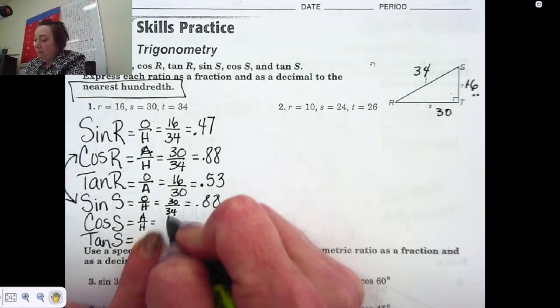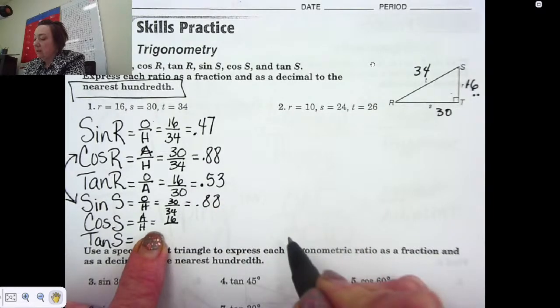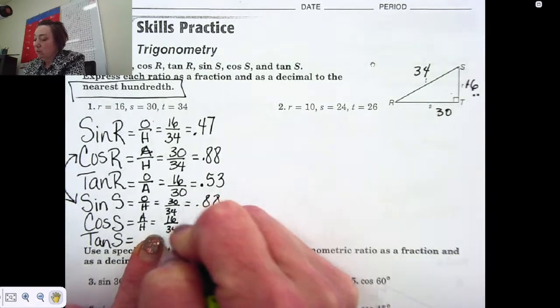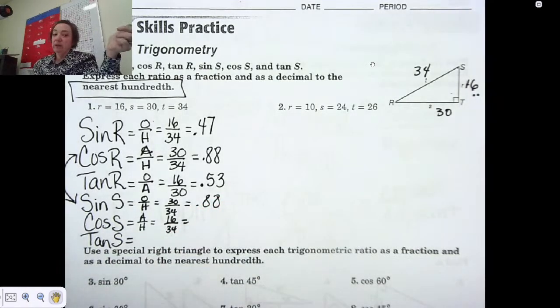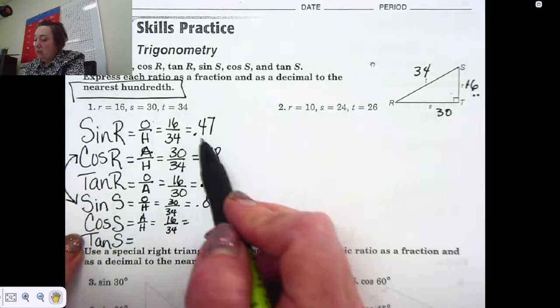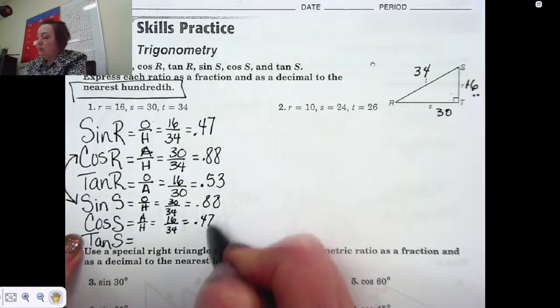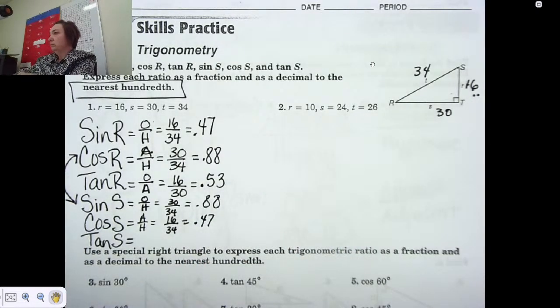16. And what side is the hypotenuse? 34. And remember, we did that one earlier. Which one was that the first time we did? It was sine, right? Sine of angle R. So sine of angle R and cosine of angle S are the same thing. So sine of angle R, we already did that math. We don't have to redo it. 0.47, right? Y'all with me so far?